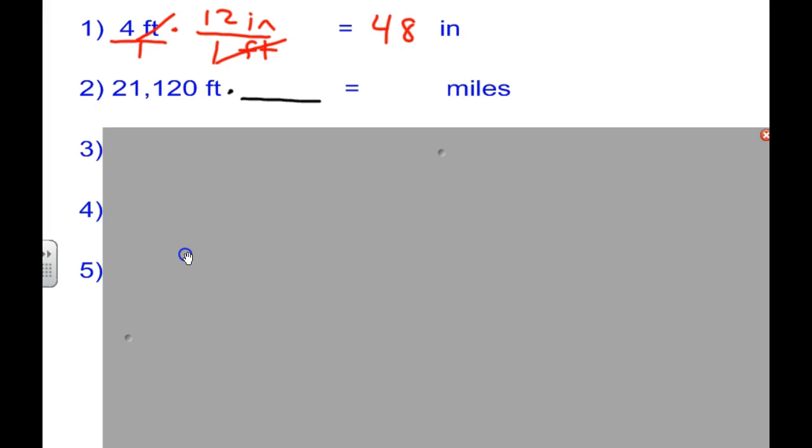What units are we trying to get rid of? Feet. So it goes where? In the numerator or denominator? Denominator. Good. And what units are we trying to get to? Miles. So it goes in the numerator. Okay. Which one's bigger, miles or feet? Miles. So we're going to go with 1 mile. Whichever one's bigger, we go with 1.